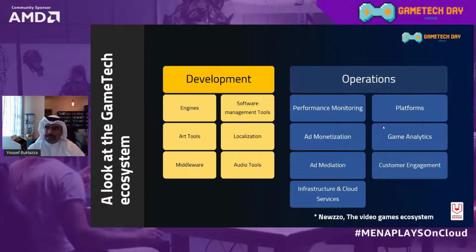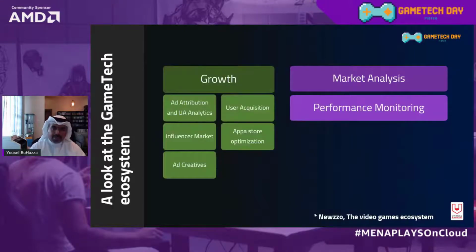You've got game analytics, where you're actually getting information about your games, about what's going on with them, who's using them, the platforms that they're running on. This works with Firebase. This works with AWS tools, and so on and so forth. Customer engagement tools are also another beast, where you're actually looking at tools that will help with engaging with your customers. Infrastructure and cloud services are included, which basically reduce the overhead that you need for your game.